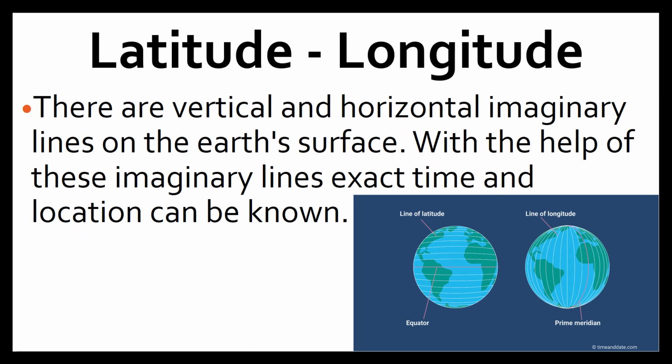There are vertical and horizontal imaginary lines on the earth's surface. With the help of these imaginary lines, exact time and location can be known. Students, as you can see in the picture, horizontal imaginary lines on the earth's surface are called latitudes, and vertical imaginary lines drawn on the earth's surface are called longitudes.